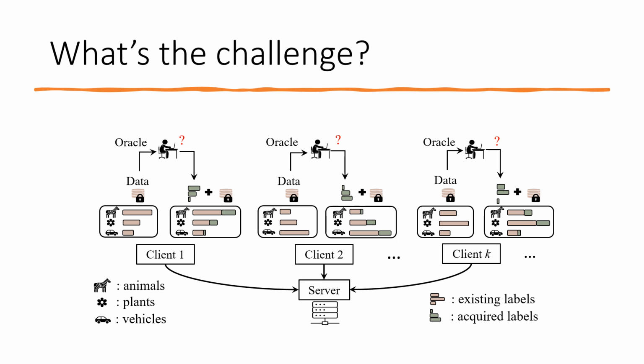To better grasp this challenge, let's explore a scenario within our illustration. We can deduce that based on its local data distribution, client 1 might prefer to receive more labeled vehicle data. However, it turns out that client 2 already possesses a substantial amount of vehicle data. Providing additional labels of vehicle to client 1 may not yield significant benefits for the global model on the server.